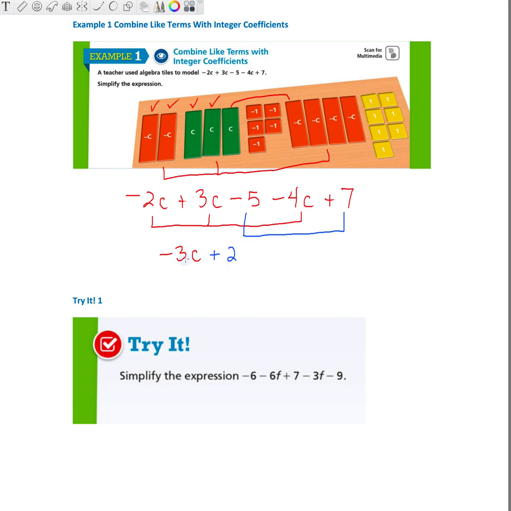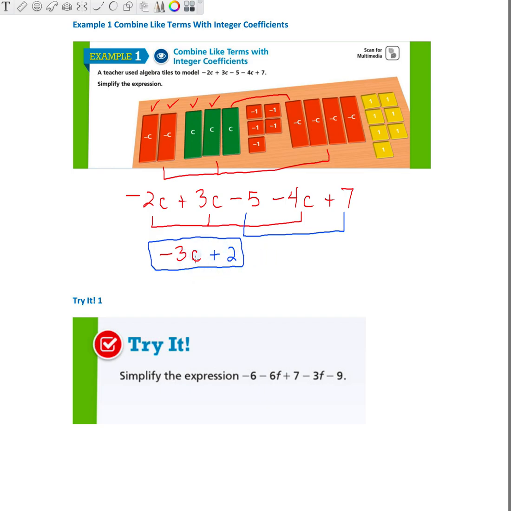And then after you combine the like terms with the c's and combine the like terms with the constants, you have to be okay with that being it. Some people will try to go a little too far and they try to combine c terms with something that doesn't have a c in it, but those are not like terms, so that is it.